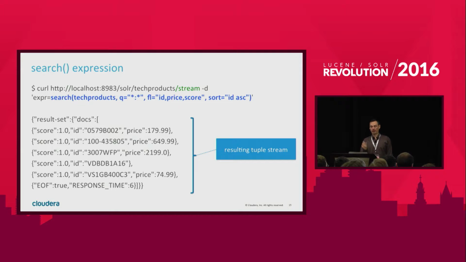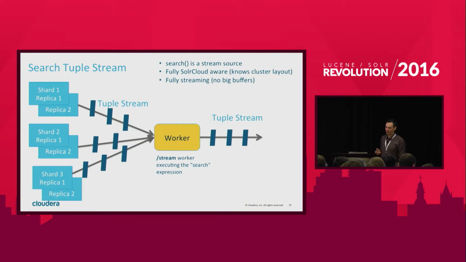And so we have search. The first argument is the collection to search. Then we have the parameters that should be familiar to you if you know Solr: the query, the field list, and how to sort the results. And then we get back our resulting tuple stream. So at this point, it really looks just like distributed search, and there's really not much of a difference. A lot of the difference is under the hood and why we call it streaming.